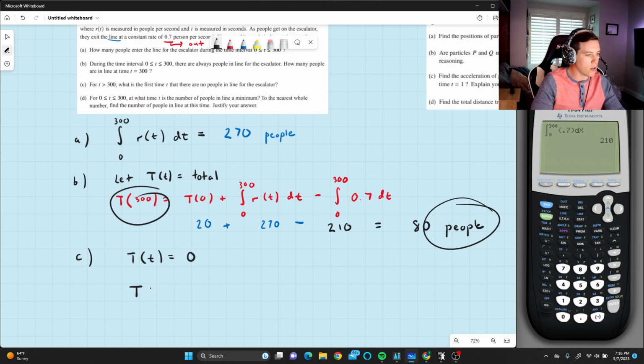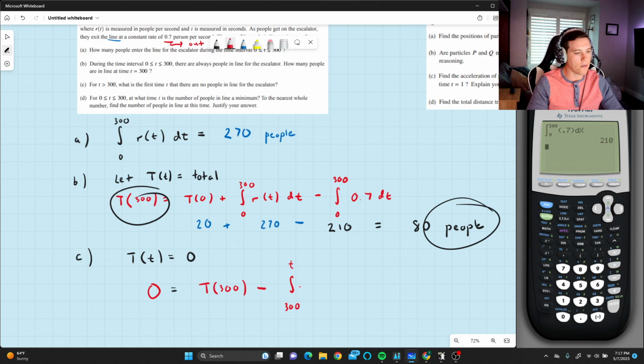So this problem's really cool. You're basically saying, okay, I need to find the time where there's 0 people in line. So, I want to find the time where the total function equals 0. Except there's no more in rate, so I'm going to start at time 300 because that's when the new rate kicked in, where there is no more in rate and all we have is an out rate. And I'm going to subtract from 300 because that's the time I'm starting at, because our initial condition is 300. And I'm going to go to some unknown time t that I'm trying to solve for. And I'm going to put my out rate here.